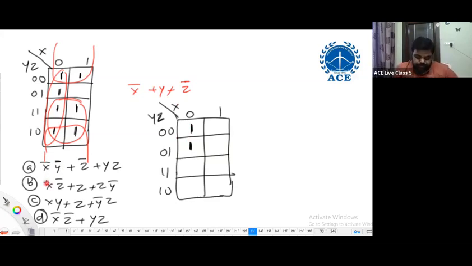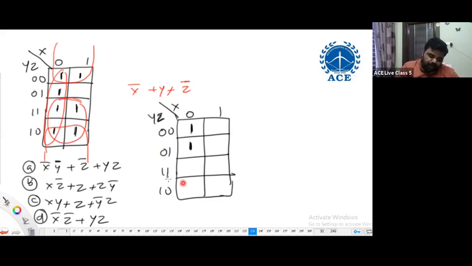Anyone has any doubt? First term is what? X bar, Y bar. X equal to 0, Y equal to 0. I am writing the K-map. Some of you are requesting for that also: how to write a K-map when the expression is given? Yes, this is X bar, Y bar. Next, what is that here?